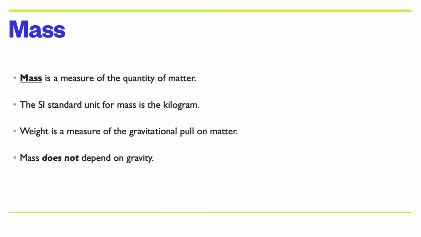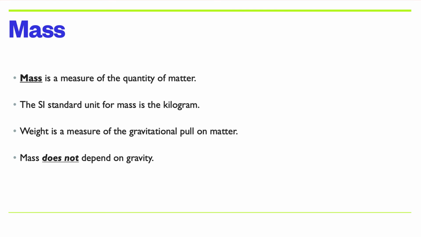Mass is a measure of the quantity of matter. We know this from the first couple of units. The SI standard unit for mass is the kilogram. Weight is a measure of the gravitational pull on matter. Mass does not depend on gravity.